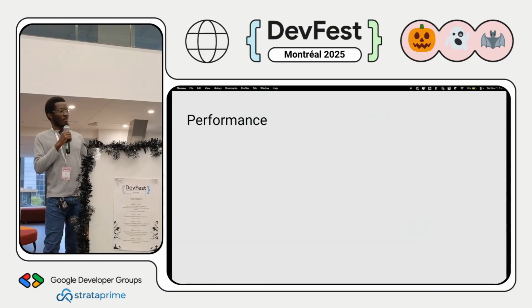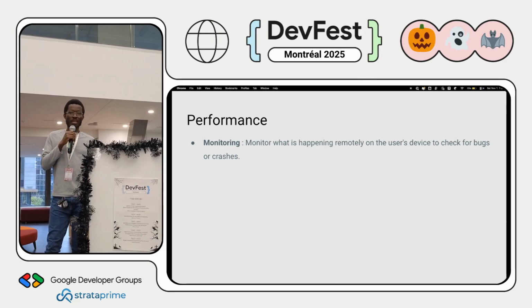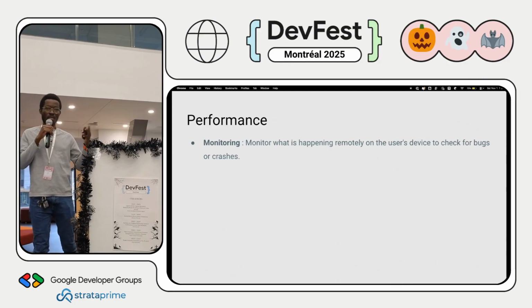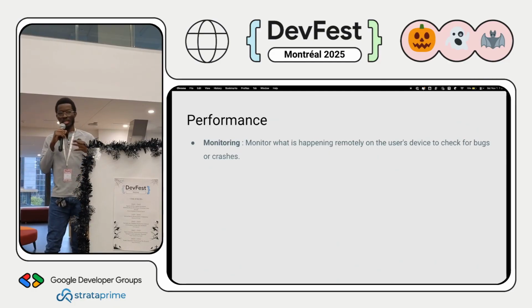So when we talk about performance, most of the time we think about monitoring, right? Monitoring is trying to understand what is happening remotely on the user side. So what's happening when the user tries to click on this button, there is a crash or something like that. So you're trying to monitor on the user side.